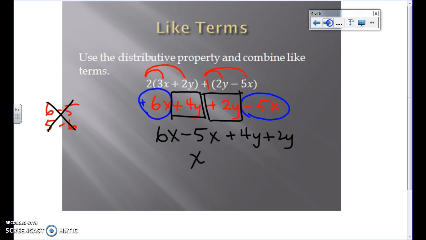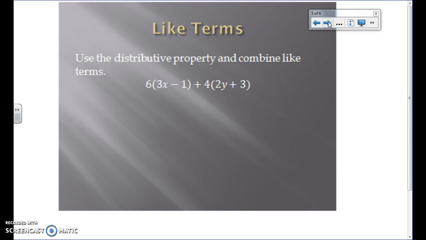So 4y plus 2y wouldn't be 6y squared, it would just be 6y. 6 y's. So 4 y's there and 2 y's there makes 6 y's total. Okay? And now this looks like a good answer because I have an alphabetical order. There's no constants to worry about. So let's go to the next problem here.